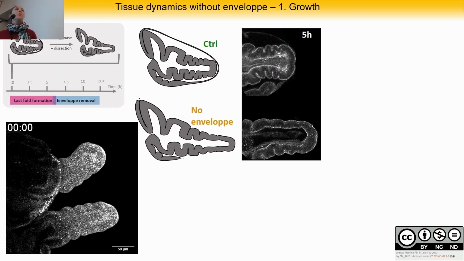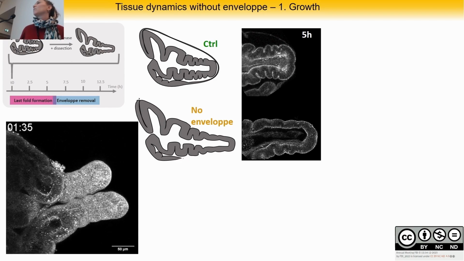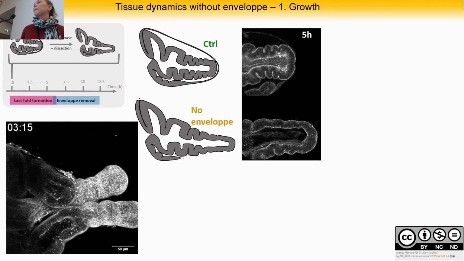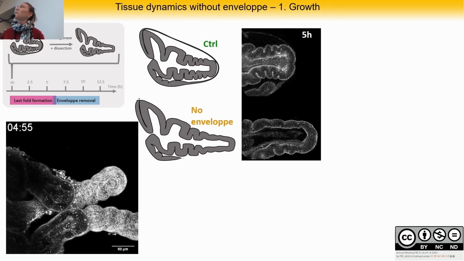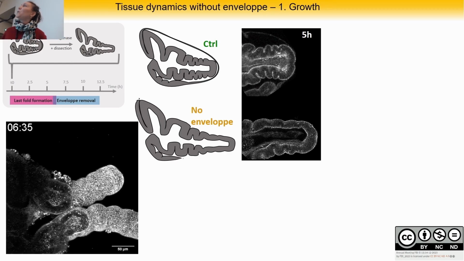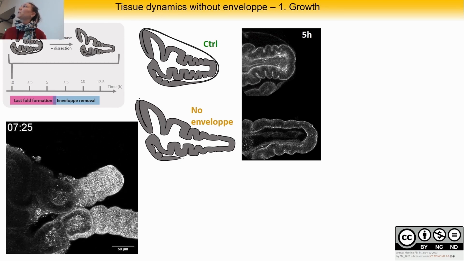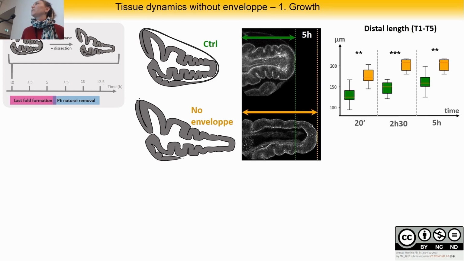To understand the role of this envelope, I developed a protocol to remove it. Here you can see the legs without this constraint, without this envelope. And you can see that they have a really different phenotype when you compare them to the control ones. In order to understand a bit more what is happening, I decided to quantify. So I measured the distal length of the leg at 3 different timings: at the beginning of the process, at the middle of the process, and at the end of the process where the fold is supposed to be formed.